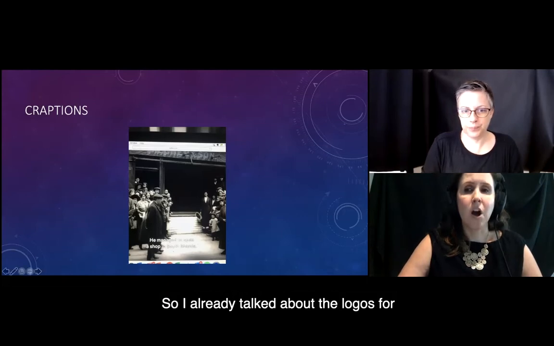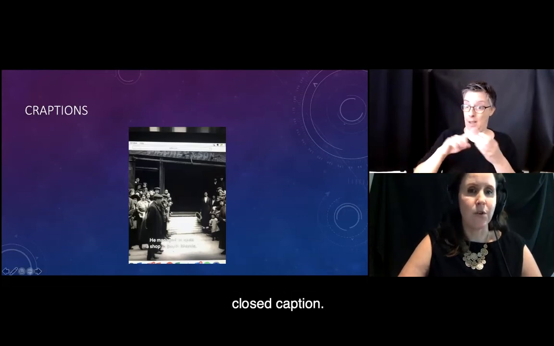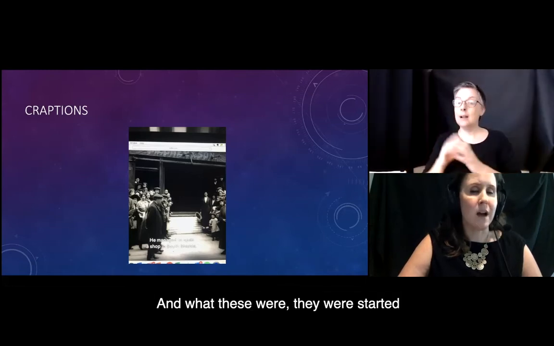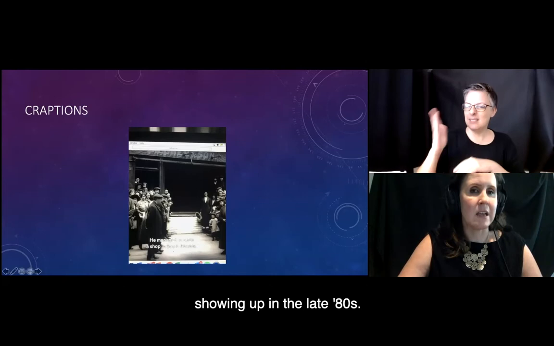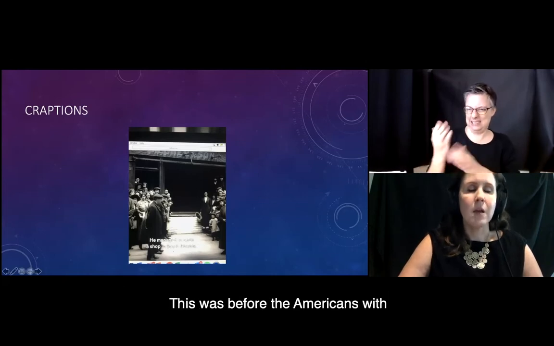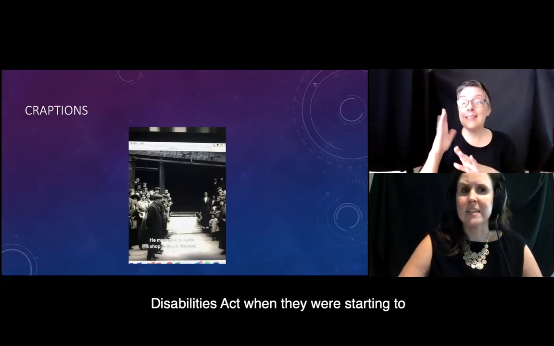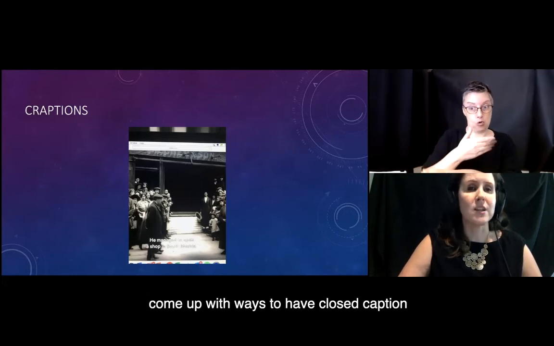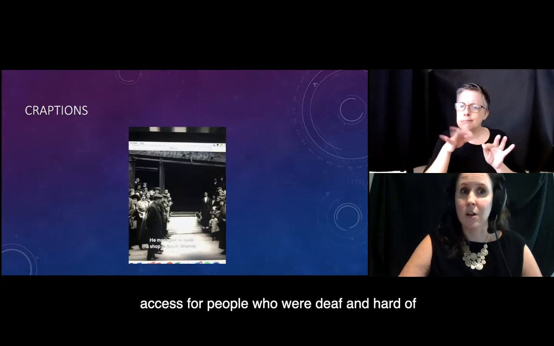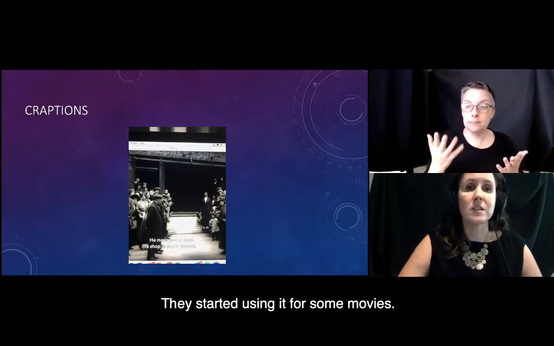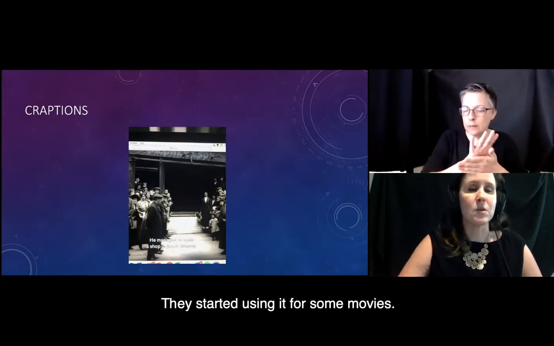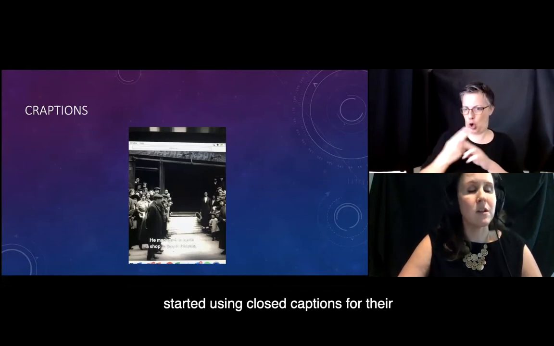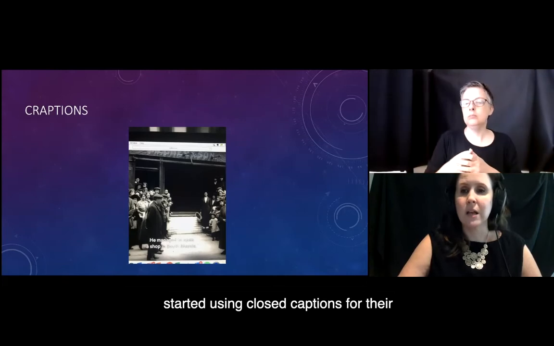I already talked about the logos for closed caption and what these were. They started showing up in the late 80s, before the Americans with Disabilities Act, when people were starting to come up with ways to have closed caption access for people who were deaf and hard of hearing. They started using it for some movies. PBS was one of the television channels that started using closed caption for their television shows.